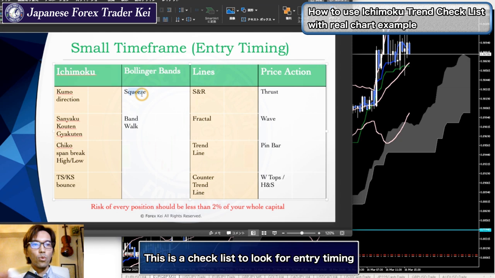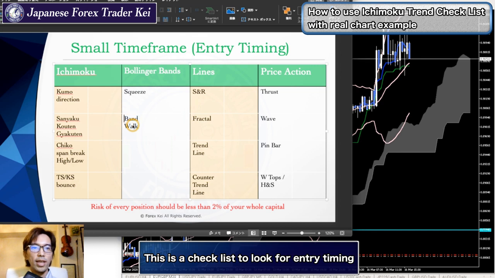And also whether the price has been band walking, right? Band walking is when the price is going along with the deviation, up or downwards. That shows the strong market momentum towards that way. So you can take trades towards that way.